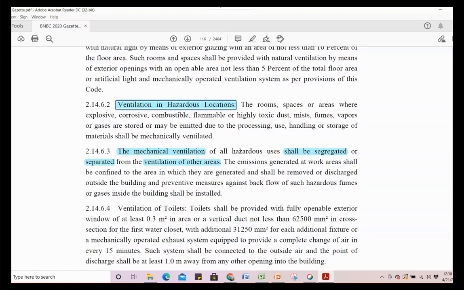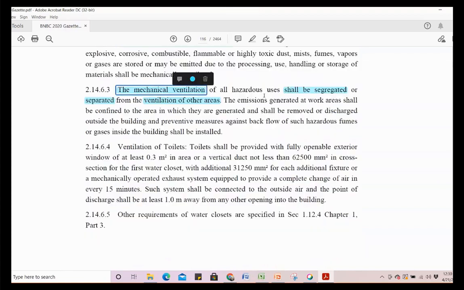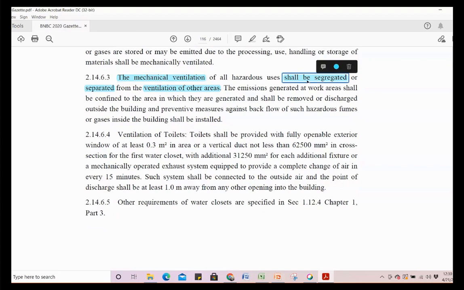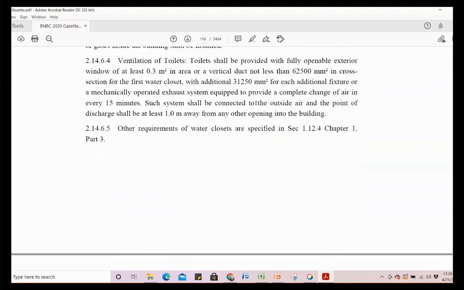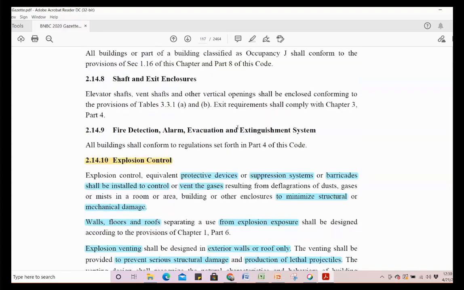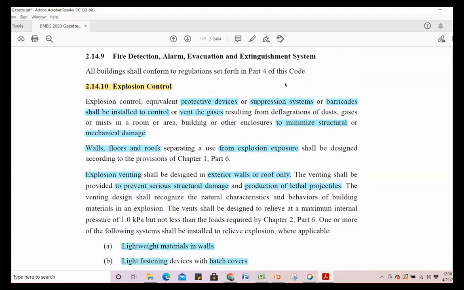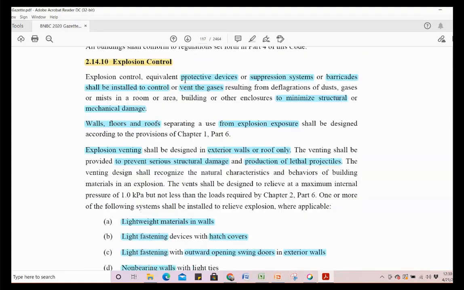So ventilation of hazardous location, there are provisions for that, the mechanical ventilation, how it will be segregated or separated, especially the areas where hazardous uses are. There are provisions for that. And there are other provisions for ventilation. Sanitation, shaft and exit enclosure, fire detection alarm, evacuation, extinguishing system. As you know, they are referring to the same references again.